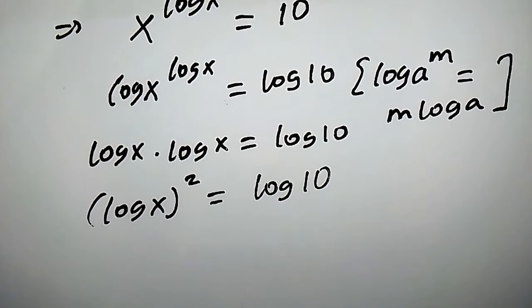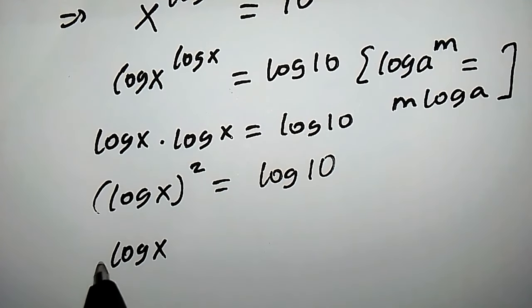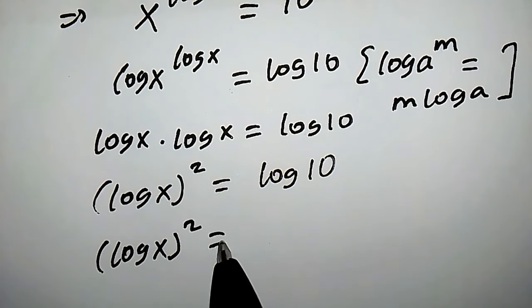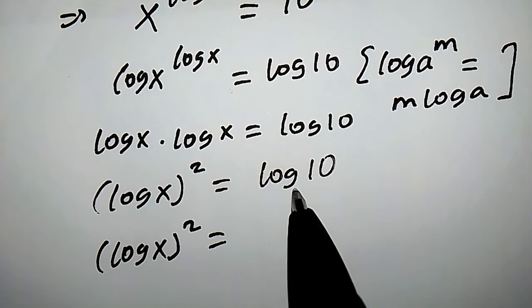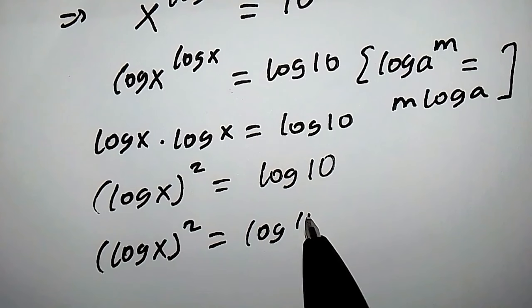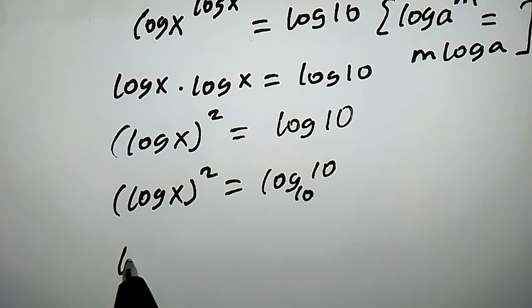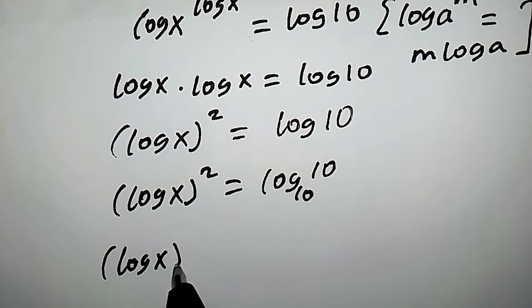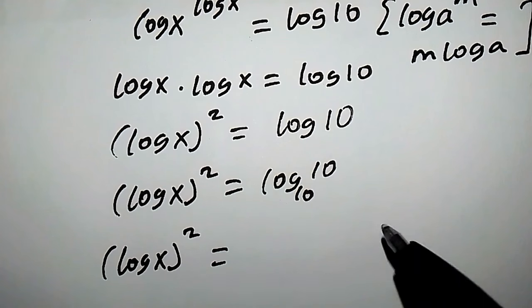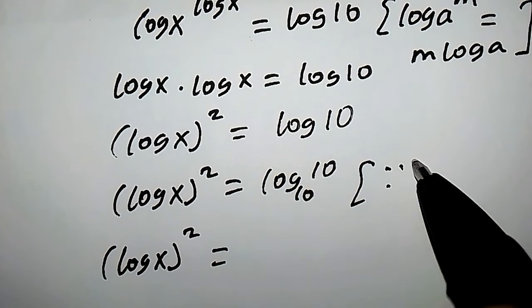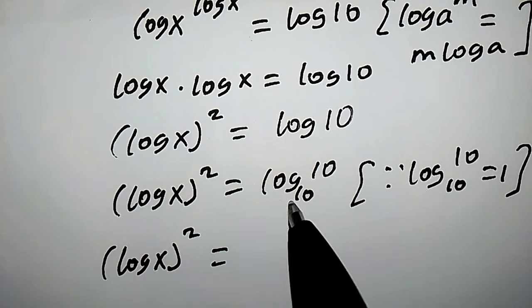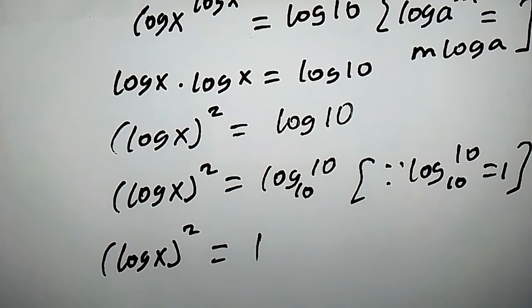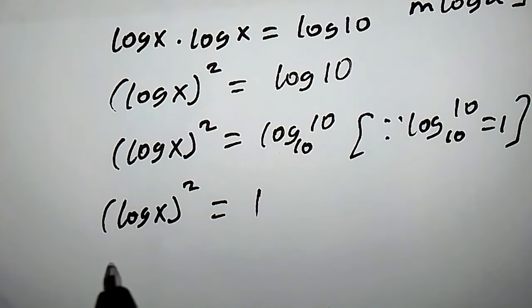Let's proceed further. Log x all squared is equal to, the base of this logarithm is 10, so we can write this as log 10 base 10. Log x all squared is equal to, since log 10 base 10 is equal to 1, this becomes 1. Now, let us take the square root of both sides.